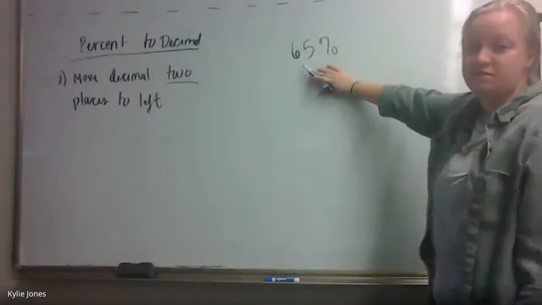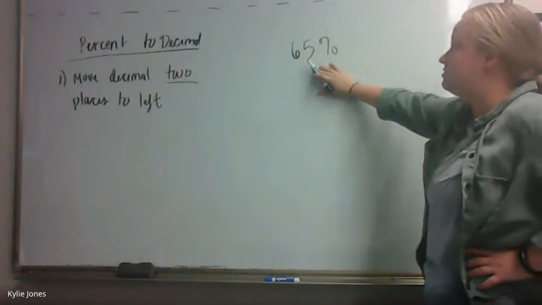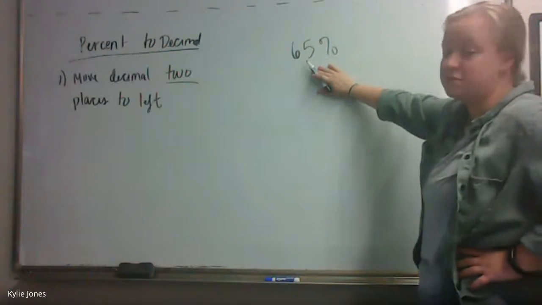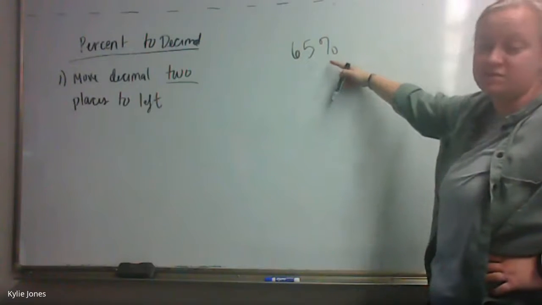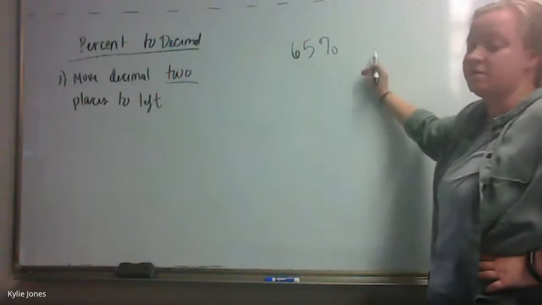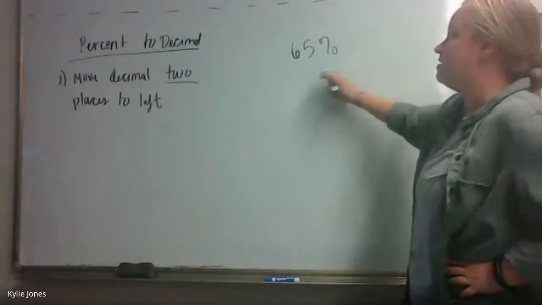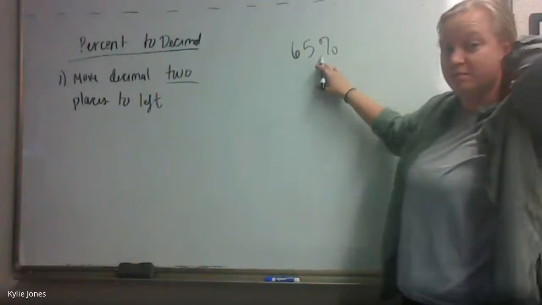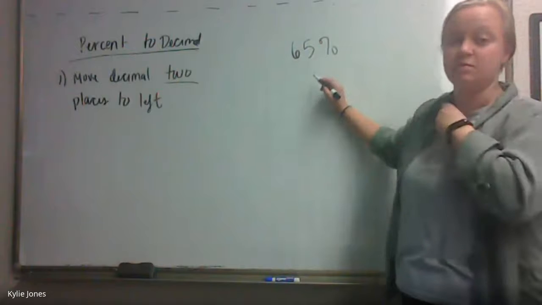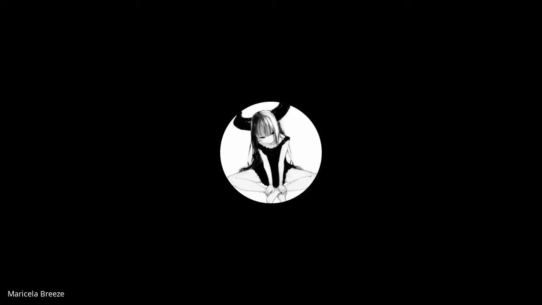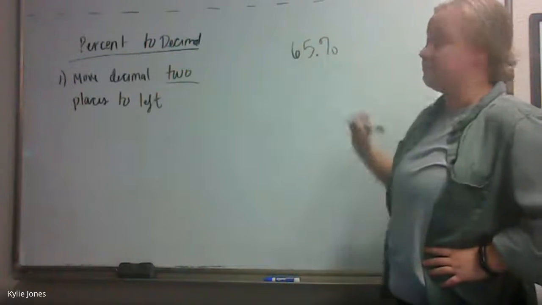So we start off with 65%. To change this from a percent to a decimal, all you need to do is move your decimal 2 places to the left. But when you look at this, I don't see a decimal in 65%. Where is the decimal in that number? Well, before we even move a decimal, where would it be? If 65 is a whole number, acting like the percent isn't even there, where is your decimal? Behind the 5.